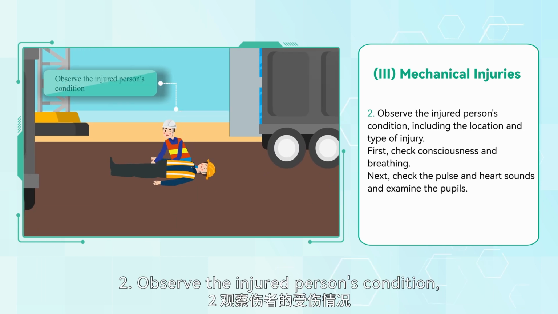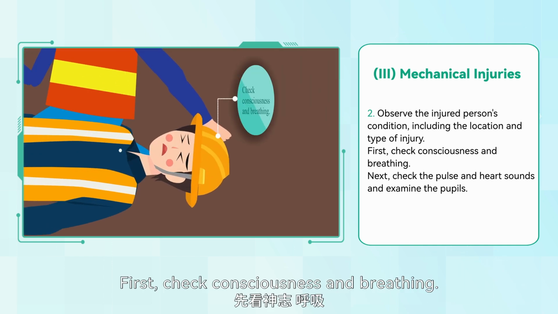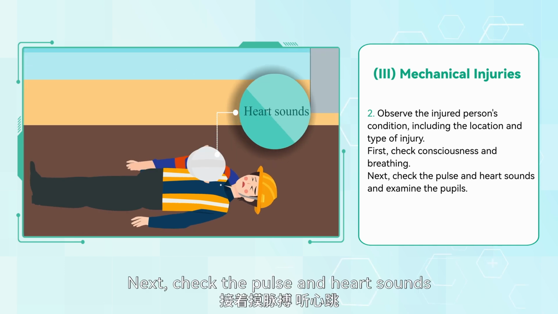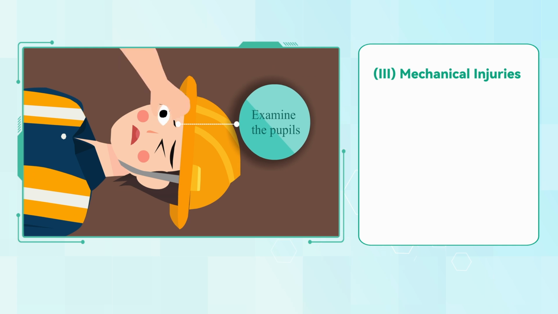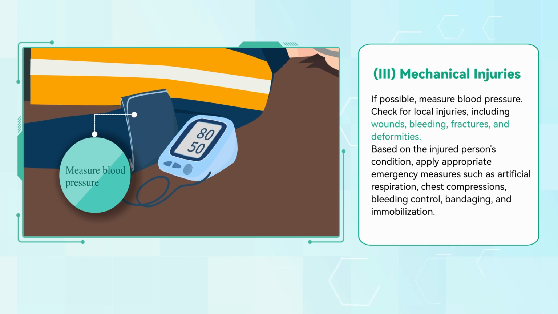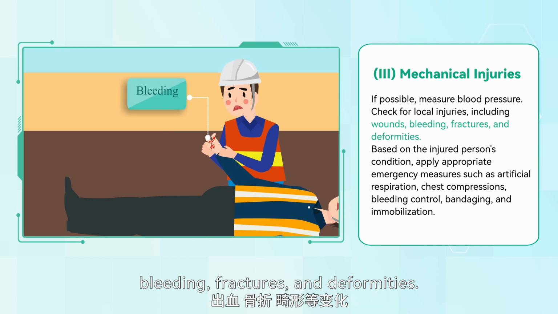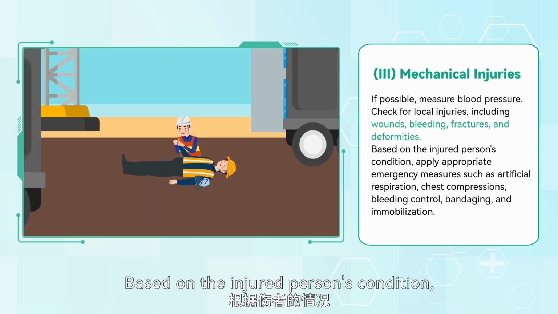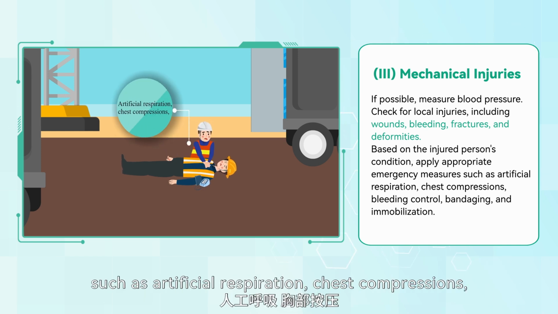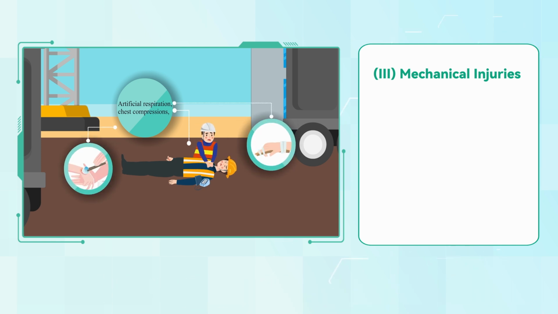2. Observe the injured person's condition, including the location and type of injury. First, check consciousness and breathing. Next, check the pulse and heart sounds and examine the pupils. If possible, measure blood pressure. Check for local injuries, including wounds, bleeding, fractures, and deformities. Based on the injured person's condition, apply appropriate emergency measures such as artificial respiration, chest compressions, bleeding control, bandaging, and immobilization.